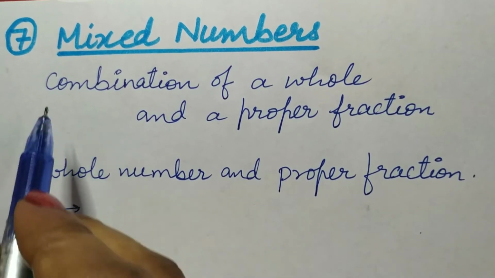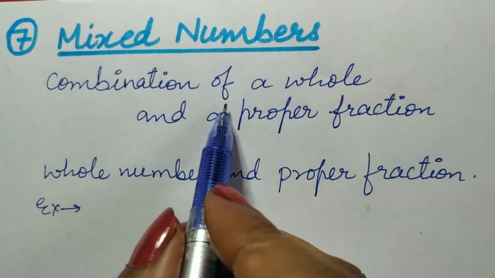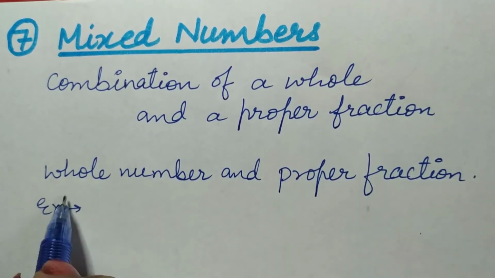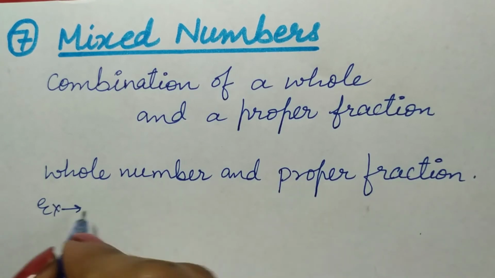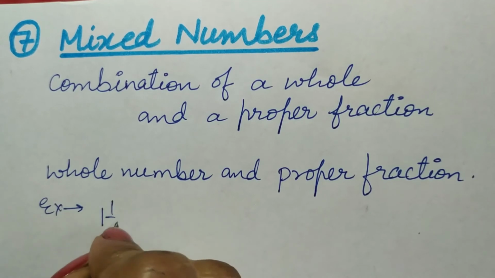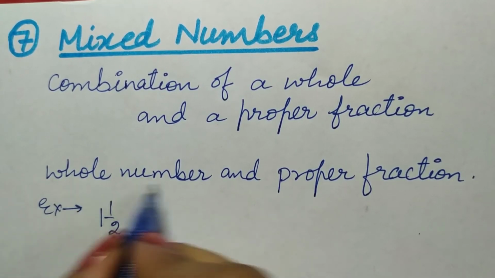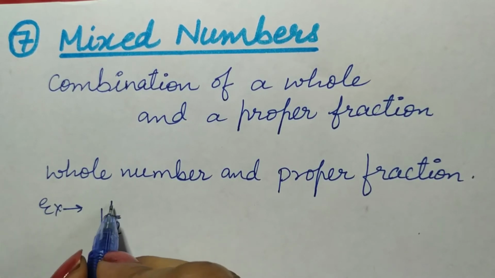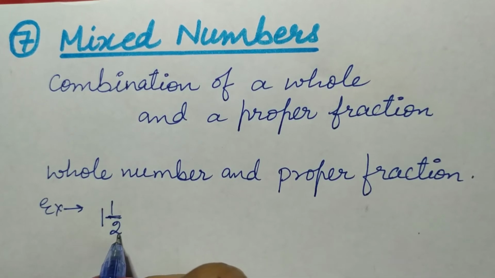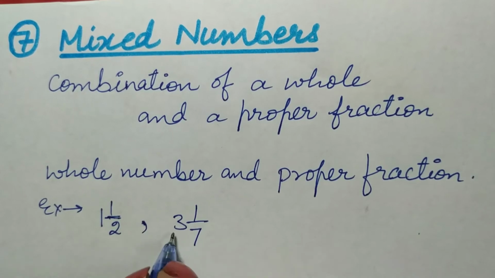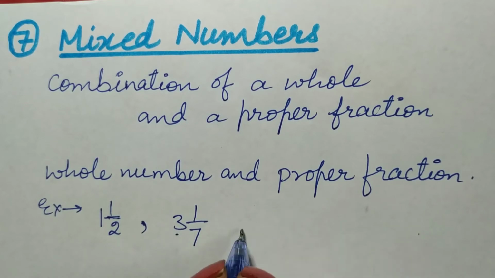Next is mixed numbers. It is a combination of a whole number and a proper fraction. See, an example of such a fraction is 1 and 1 by 2. In this, 1 is the whole number and 1 by 2 is a proper fraction. Proper fraction means one in which the numerator is less than the denominator. Another example is 3 and 1 by 7. In this, 3 is the whole number and 1 by 7 is a proper fraction.